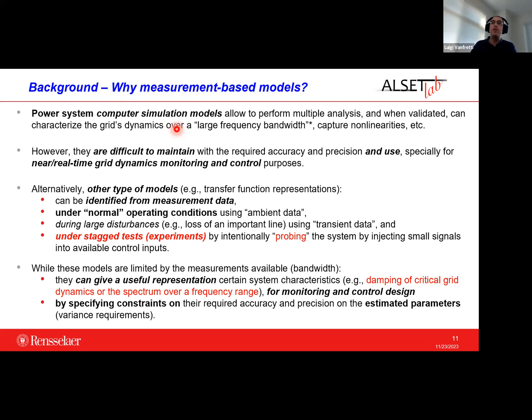And I like to explain this: these types of models are just like a transfer function, which can be identified from data under both normal operating conditions, what I will call ambient data, and during large disturbances, which I will call transient data.